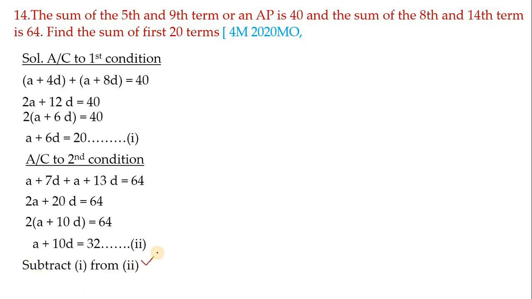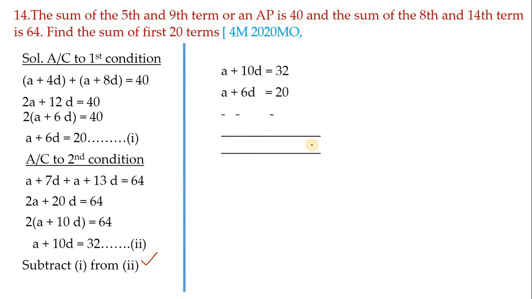So I am subtracting. Let me write one equation under another, and since I am subtracting, I have changed the signs here. And plus a minus a will get cancelled. In 10d, if I subtract 6d, I'll get 4d. And in 32, if I subtract 20, I'll get 12. Next, 4 you transfer this side, children, so it becomes the denominator. 4 ones are 4, 4 threes are 12. The d value is 3. Next we have to find the a value.